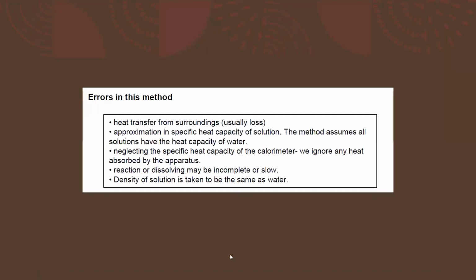But what are the errors in this method? What are the mistakes in this method? Normally, when you are mixing a solution, some of the heat might be lost to the surroundings. Practically, it's always there. Heat loss is always a factor which leads to a difference between the experimental value and the theoretical value. And there is an approximation in the specific heat of the solution, because we assume that the solution's specific heat is the same as the specific heat capacity of water, but in practice it will be different.